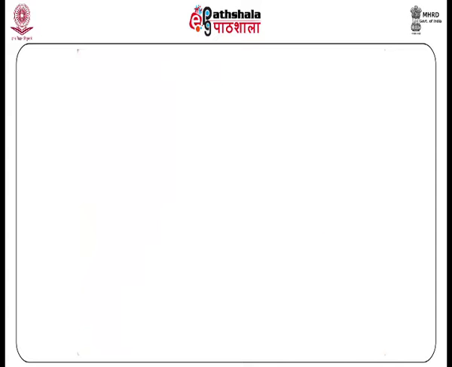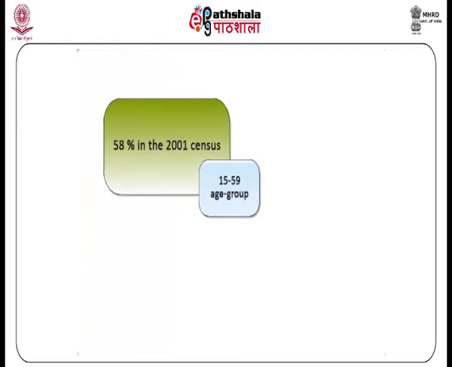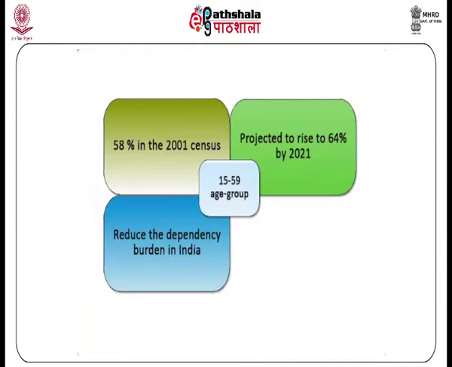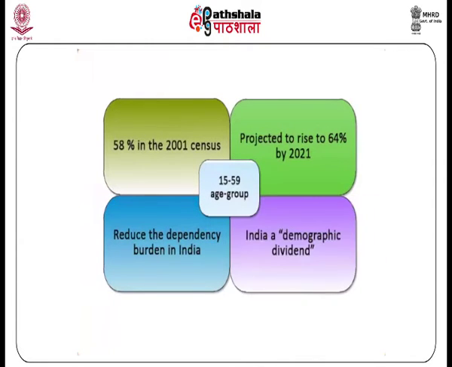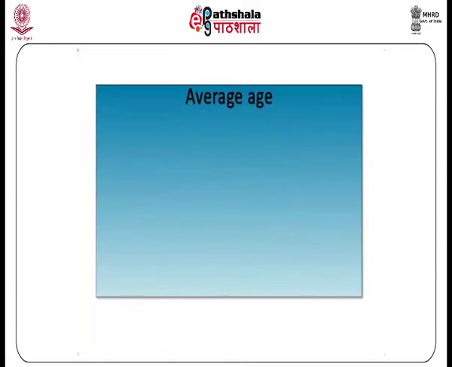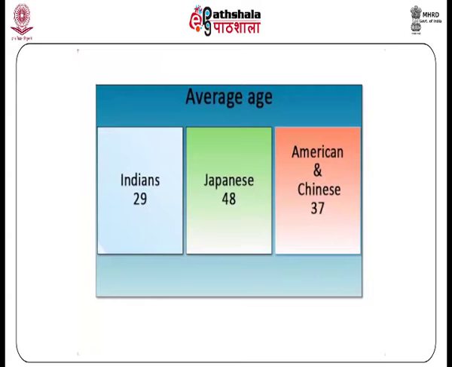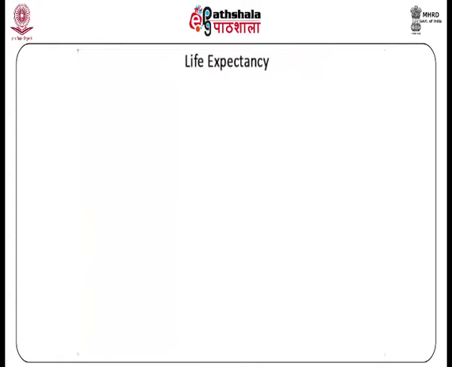The proportion of population in the 15 to 59 age group was 58% in the 2001 census and projected to rise to 64% by 2021. This would reduce the dependency burden in India and in fact get India a demographic dividend. The average age of Indians would be only 29 in 2020, whereas the average Japanese would be 48, the average American and Chinese 37.